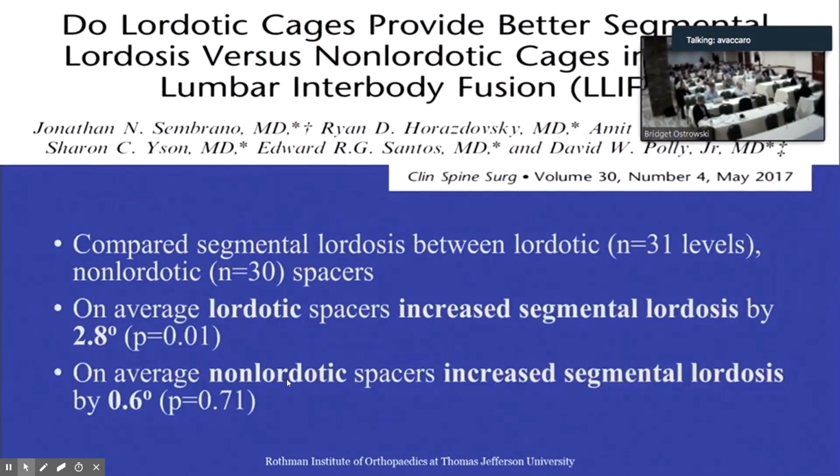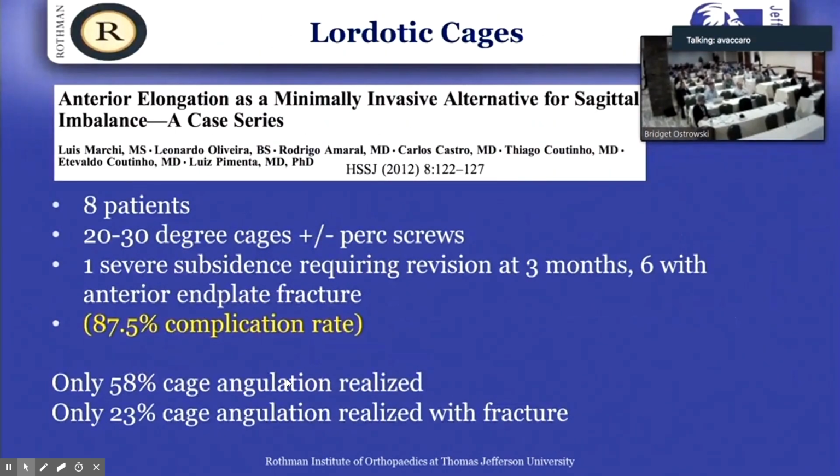Now, what about these more aggressive wedged cages? Now we pay $2,000, $3,000, sometimes $4,000 for these. Average increase in lordosis 2.8 per level. That's not very much, if you can get 0.6 degrees, not much at all. And if you look at studies that looked at these cages, this is a paper published: 8 patients, 1 severe subsidence, 6 end plate fractures. And if you had an end plate fracture, you only realized 23% of the angulation.